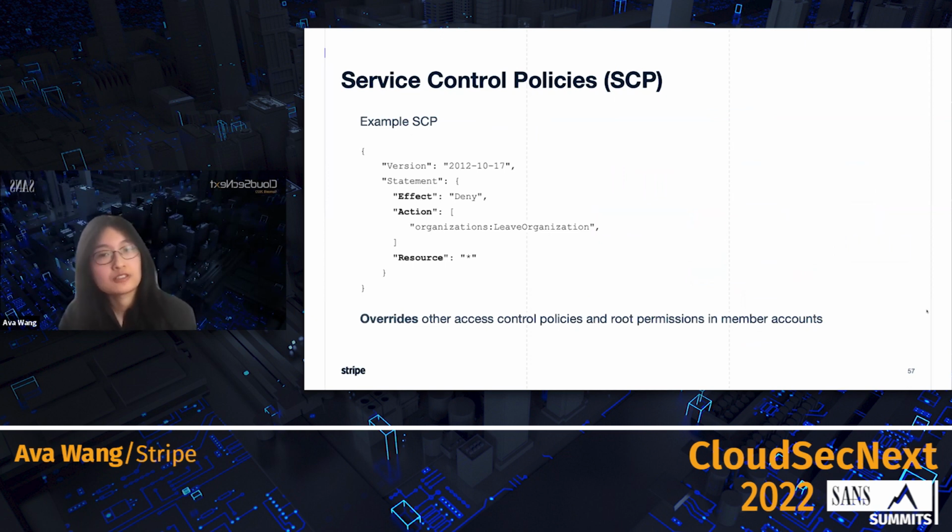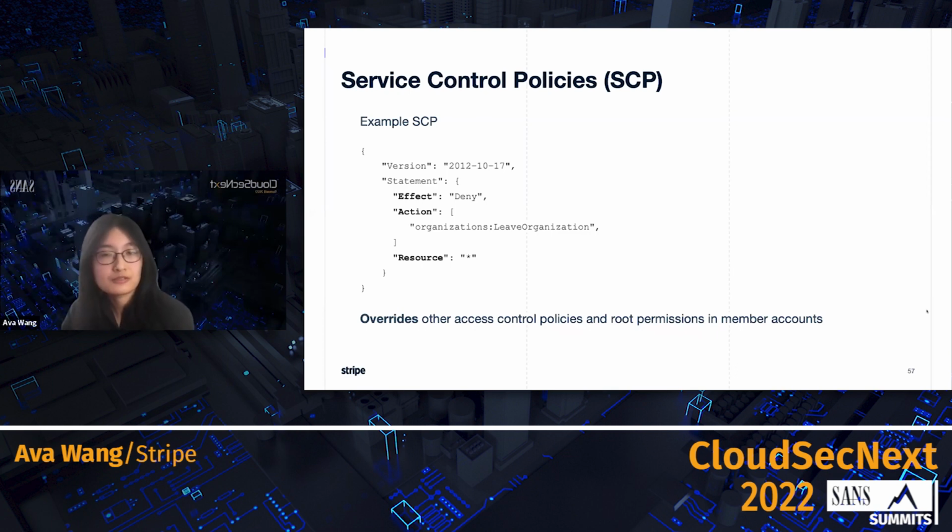AWS Organizations also offers the ability to implement service control policies, or SCPs. An SCP overrides all other access control policies and restricts permissions for IAM roles and users, including root users. It can be attached to an account, an OU, or the root, which is all accounts in the organization. And thus, it allows central access control management from the root account of the organization.